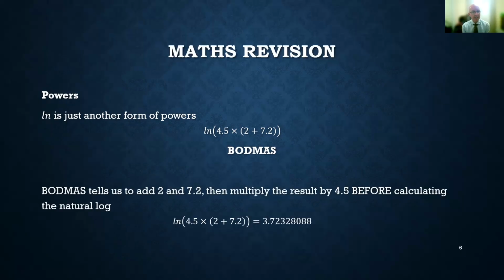So BODMAS tells us to add the 2 and the 7.2 together, then multiply that result by 4.5 before we calculate the natural log. And when we do that, we end up with the result of 3.72328088. Okay, if you've got a question about that, just pause the slide here, go back and have another go.